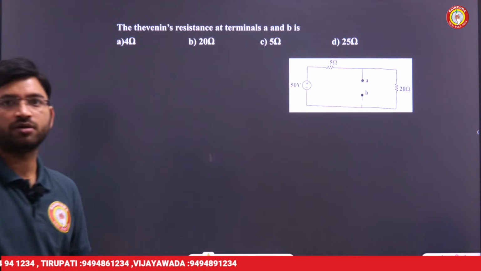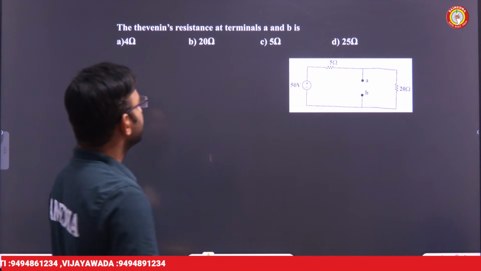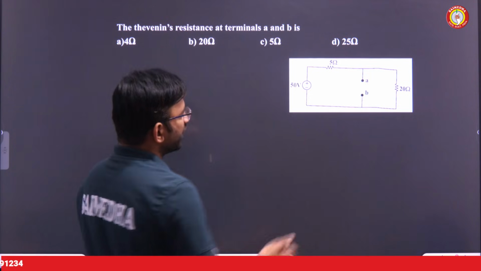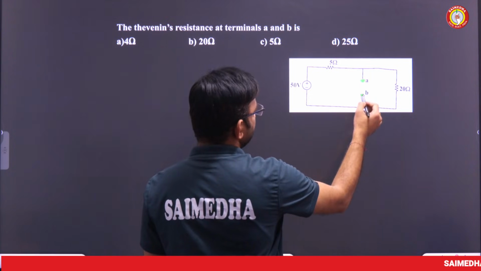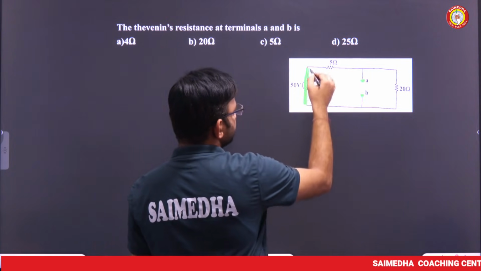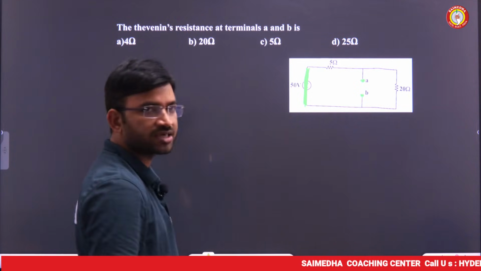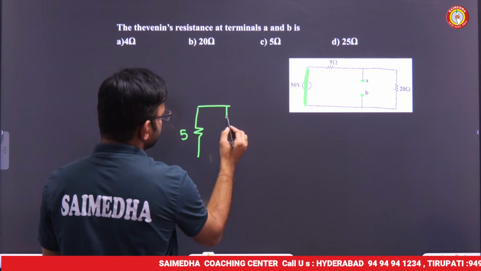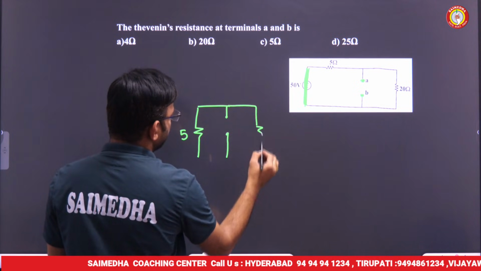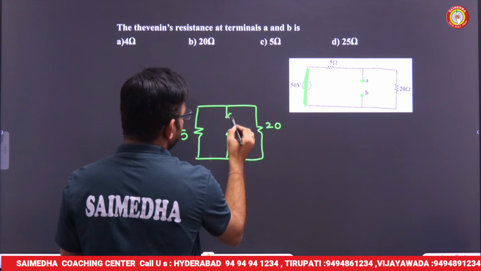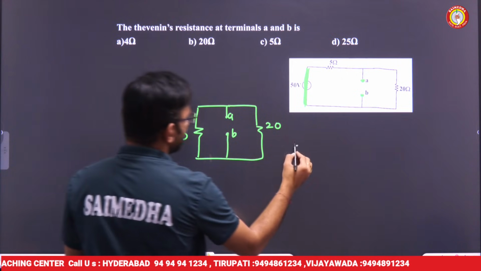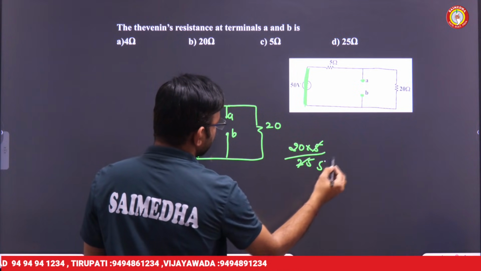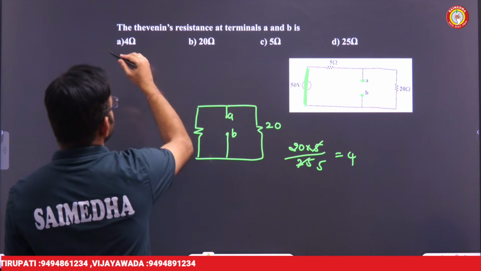Now try to go through the next question. Find the Thevenin's equivalent resistance between terminals A and B. Whenever finding the equivalent resistance between A and B, you need to short circuit this voltage source, sir. Whenever the voltage source is short circuited, try to find the equivalent resistance. This is 5 ohms, sir. 5 ohms, sir. A and B. Here 20 ohms, sir. 20 ohm. So between A and B, these two are connected in parallel. So 20 into 5 by 20 plus 5, 25. 5 fours are 20, which equals 4 ohms, sir.